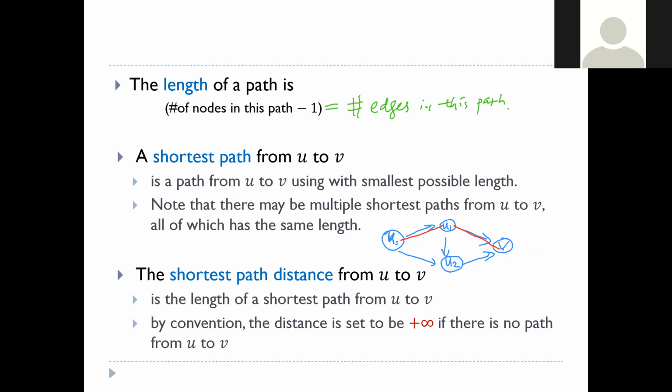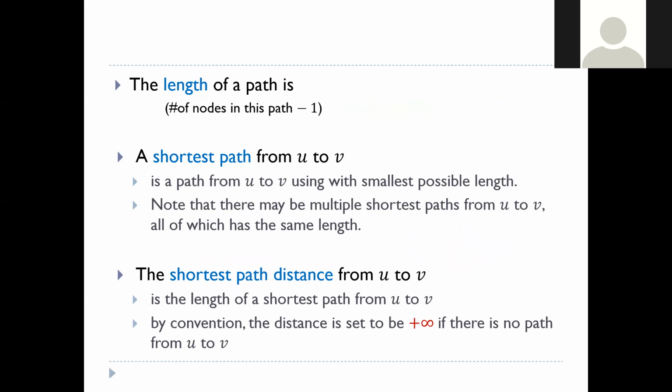Now note that the shortest path may not be unique. I could have multiple shortest ways to go from U to V. In this particular example, I could also go from U to U2 and then from U2 to V. This is also a shortest path. So there can be multiple shortest paths from one node to the other, but they all have the same length. This length of the shortest path is called the shortest path distance from U to V. In this example, the shortest path distance from U to V is 2.